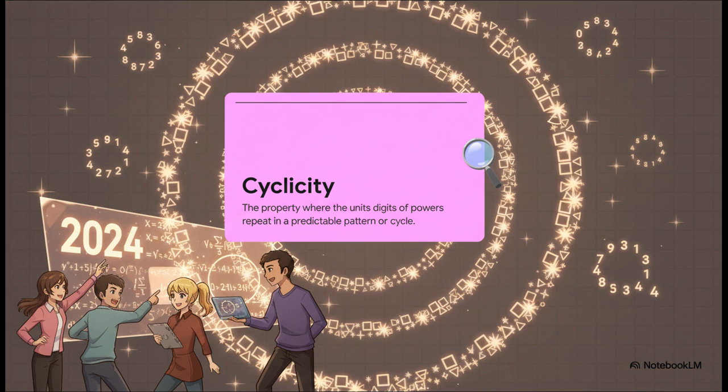To solve any problem like this, you just have to do one simple division. You take the exponent, in this case 2024, and you divide it by the length of the cycle, which for us is 4. Now, it just so happens that 2024 divides by 4 perfectly. There's a remainder of 0. And a remainder of 0 just means you've landed on the very last number in the pattern, the fourth one. So the answer is 1.